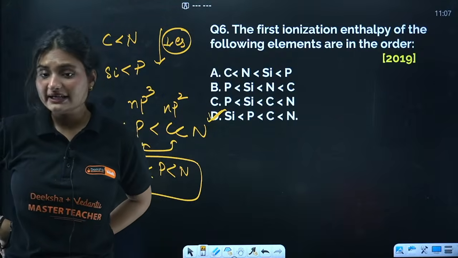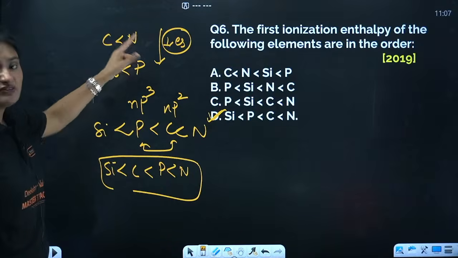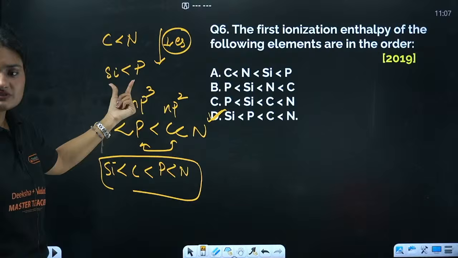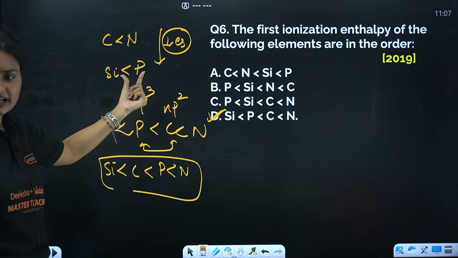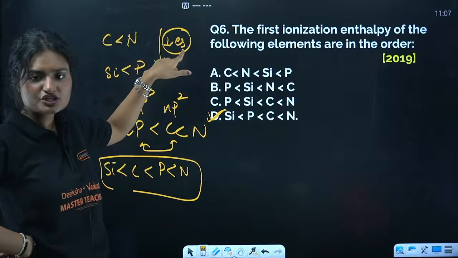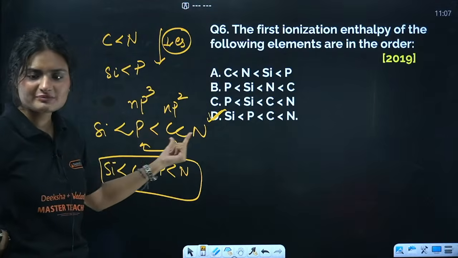Yes, D. Why D? Because between carbon and nitrogen, nitrogen has higher ionization enthalpy. Similarly, between silicon and phosphorus, phosphorus will have the higher ionization enthalpy. Now, as we go down the group, the ionization enthalpy decreases, right? So this should have been the order.